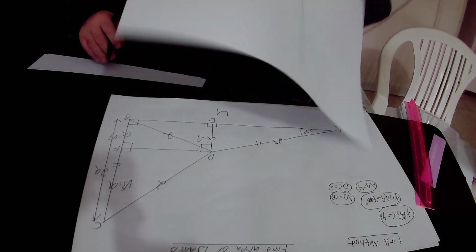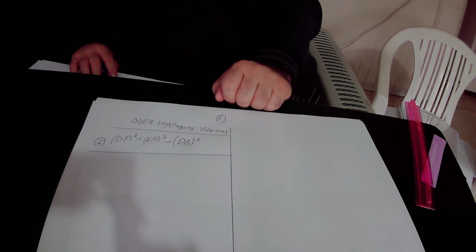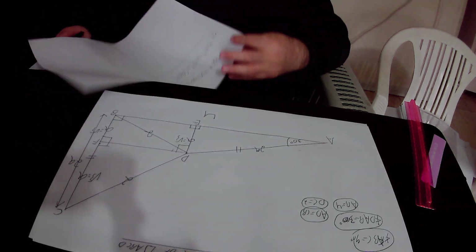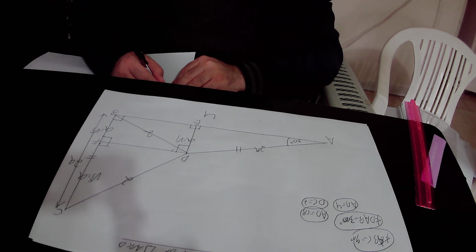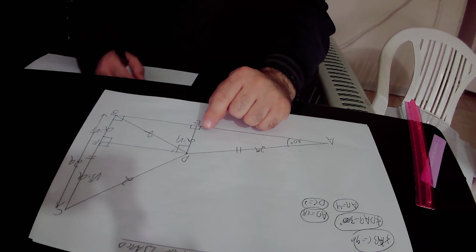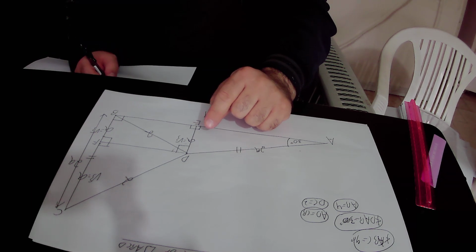On the right triangle DEB, according to the Pythagoras theorem, DE square plus EB square equals DB square. So according to equation number 1, DE equals square root of 3, therefore DE square is square root of 3 squared, which is 3, and it equals EB square.